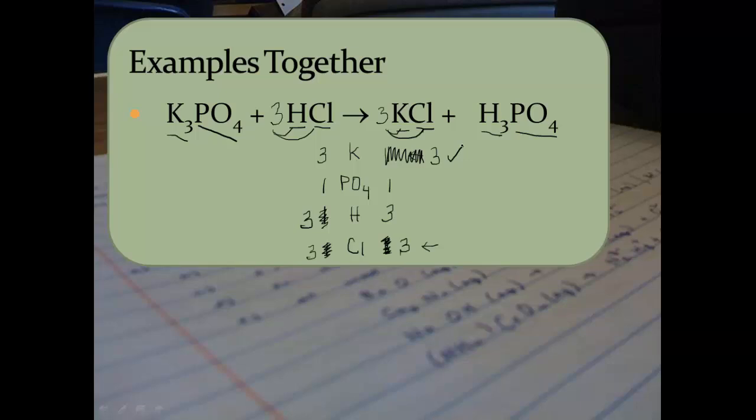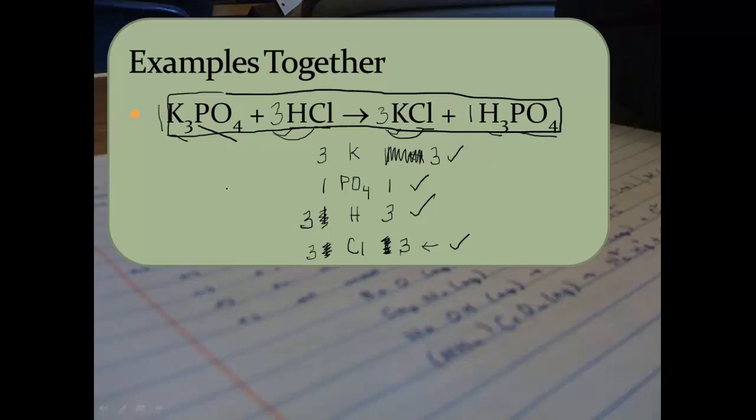My potassium I took care of earlier. My phosphate never changed. It was already balanced. The hydrogen, I said save it till the end. Well, it actually balanced itself in the process, 3 and 3. And chlorine is 3 and 3. So this is my final answer, the balanced chemical equation. And you do not have to write the 1s in as your other coefficients right there, but you can if you want to. It's just extra work.